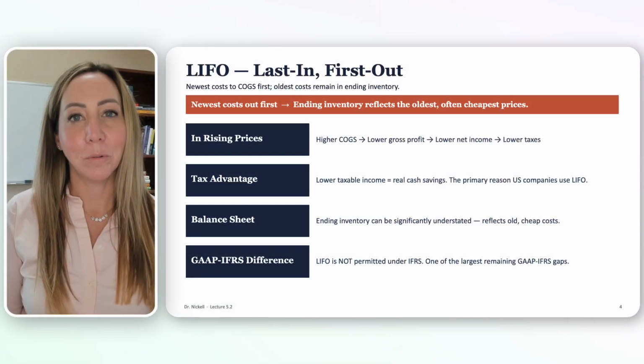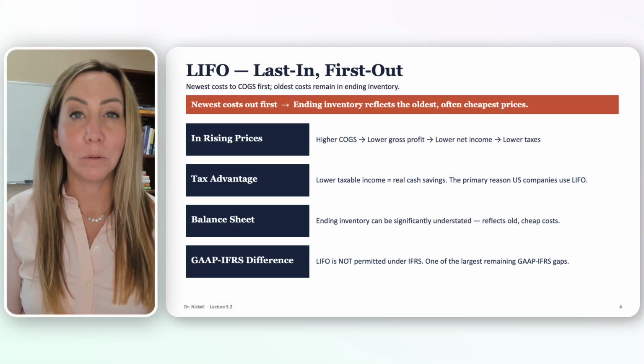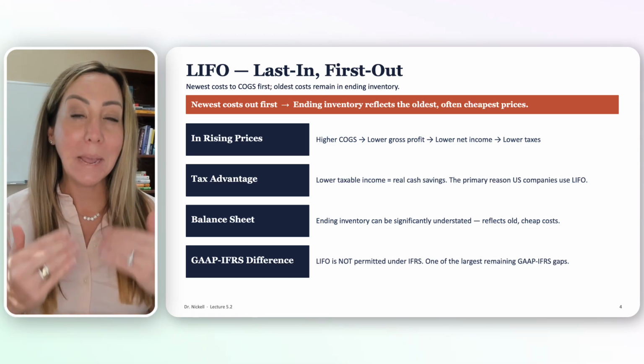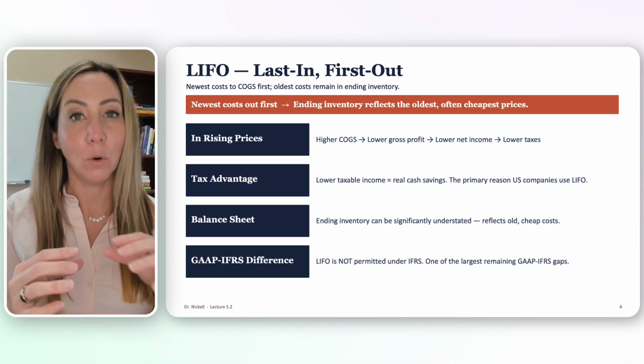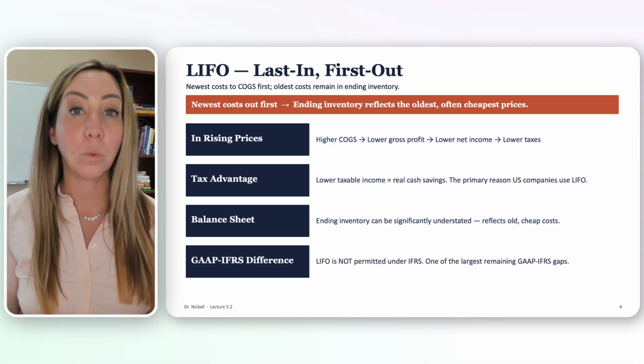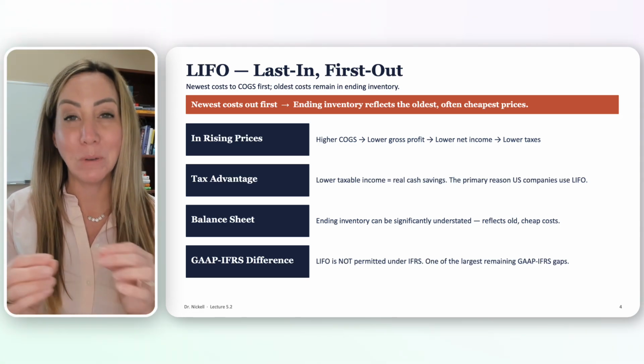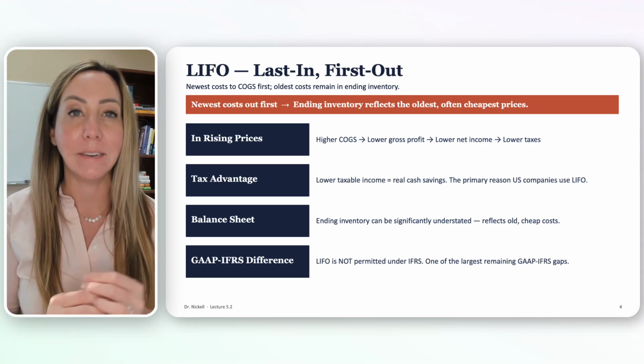Next up, LIFO, which stands for last in, first out. LIFO assumes the most recent cost flows out first. The newest purchases are the first ones charged to cost of goods sold. What remains in ending inventory under LIFO are the oldest costs, which in a rising price environment, the most common, means the cheapest, most outdated prices are still in ending inventory.